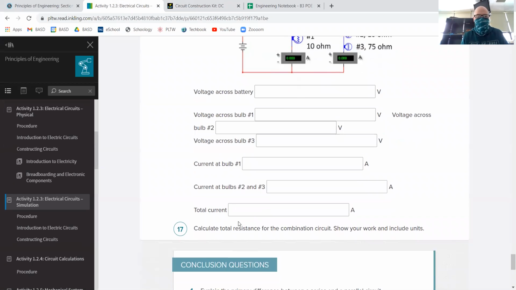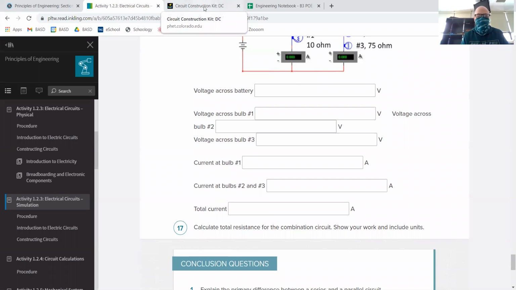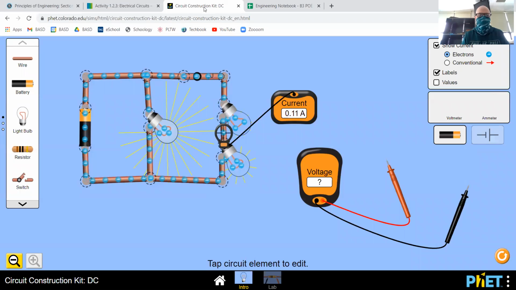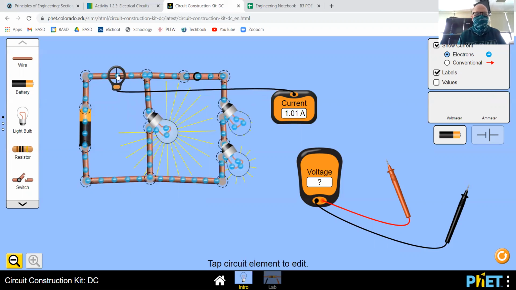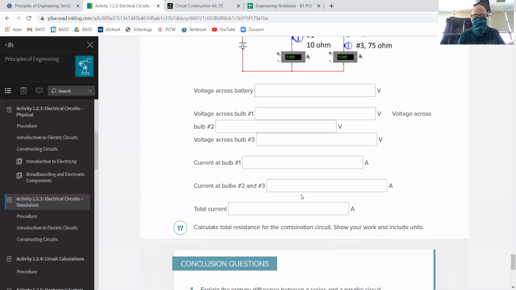Okay, then it says the total current. Well, I've got the current here, which is 0.11, and I've got the current here, which is 0.90. Do you add those together? I think you do. And that makes sense to me because you got 0.9 and you got 0.11. What do you know? You add them together and it gets 1.01. I hope this is making some sense. And I guess that's all.